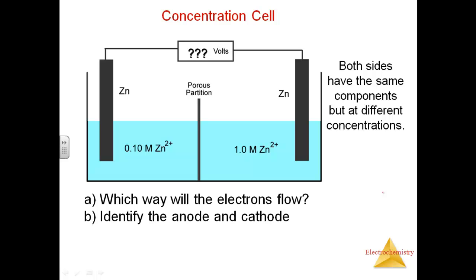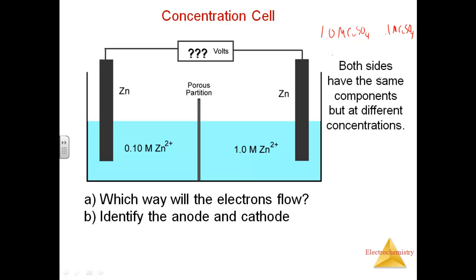Okay, in this podcast we're going to talk about concentration cells. You made a concentration cell in the lab the other day where on one side you had 1 molar copper sulfate and on the other you had 0.1 molar copper sulfate. And you should have gotten some voltage, so let's talk about how that happens.